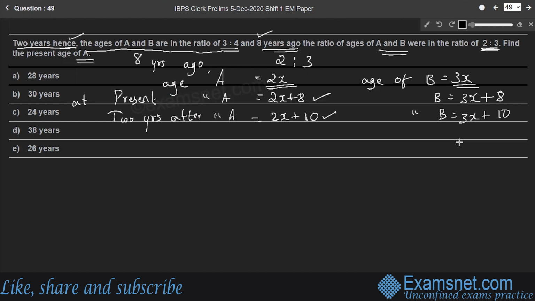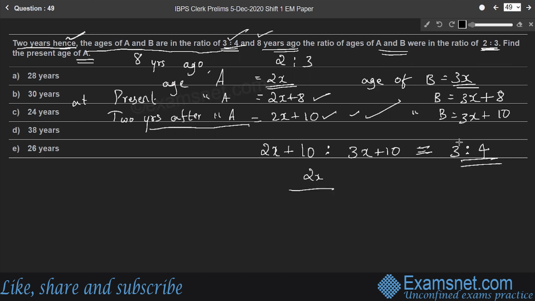And their ages are in the ratio of 3:4. 2 years after, ages of A and B ratio will be 3:4. Therefore, 2x plus 10 is to 3x plus 10 will be 3:4, right? So the ratio of their ages after 2 years will be 3:4. Therefore, we can equate the ratios, right? So we can solve 2x plus 10 by 3x plus 10 is equal to 3/4. And finally, we have to find the value of x here.